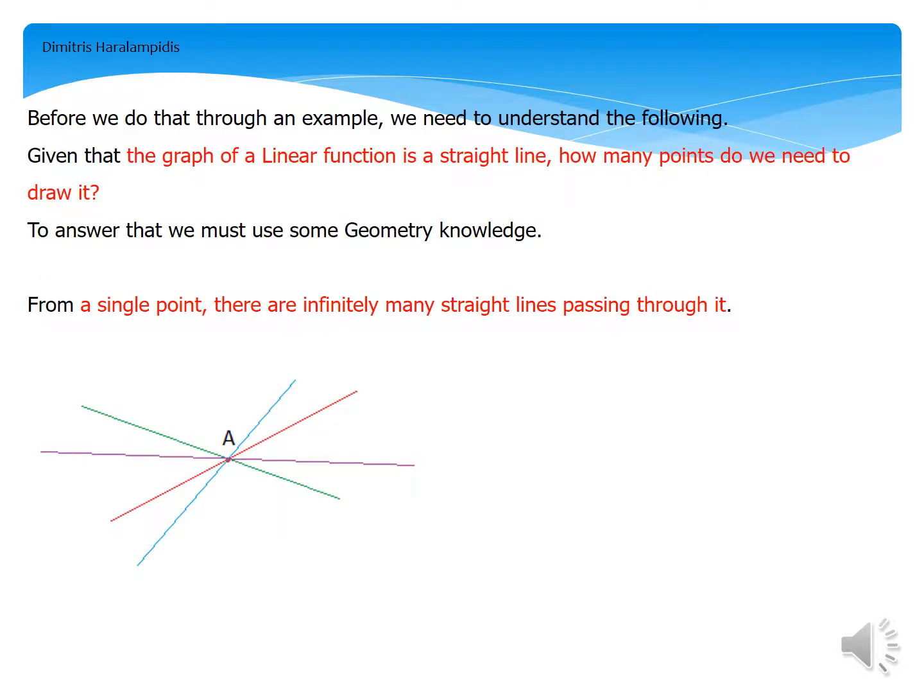Before we do that through an example, we need to understand the following. Given that the graph of a linear function is a straight line, how many points do we need to draw it? To answer that, we must use some geometry knowledge. From a single point, there are infinitely many straight lines passing through it. Indeed, for example, for given point A, you can see that there is a blue line passing through it, a green, a red, a purple, and so on.